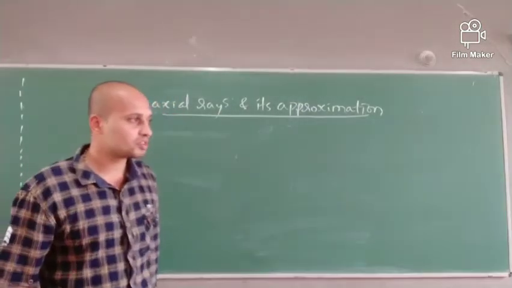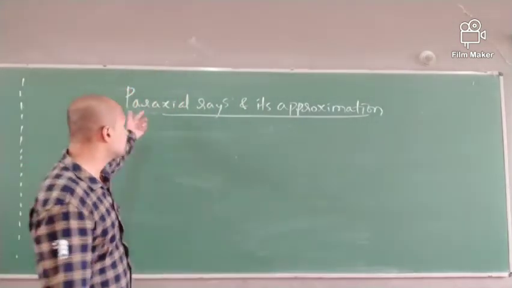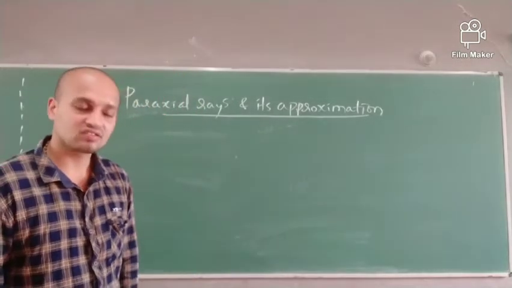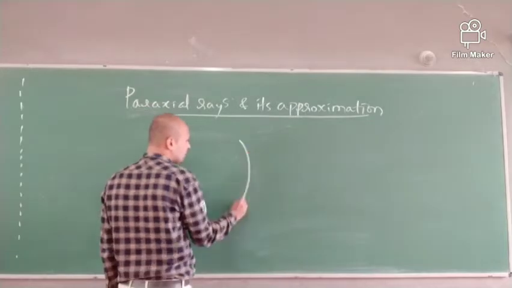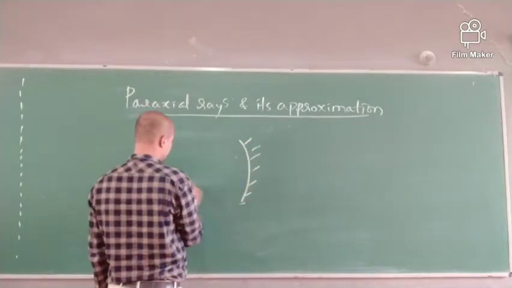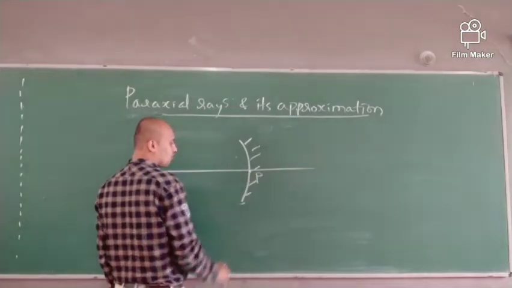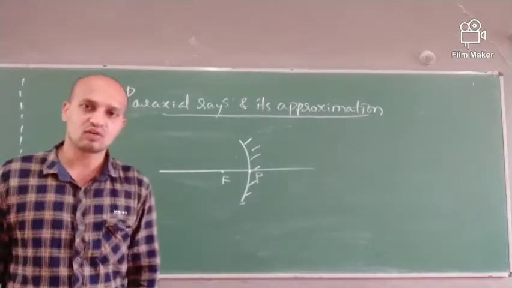What is that approximation? Either it's a lens or it's a mirror, we will consider paraxial rays. Then what are paraxial rays? The question arises in your mind. Suppose I take one concave mirror, let's say this is the principal axis, this is the pole, and let's say this is the focus point.